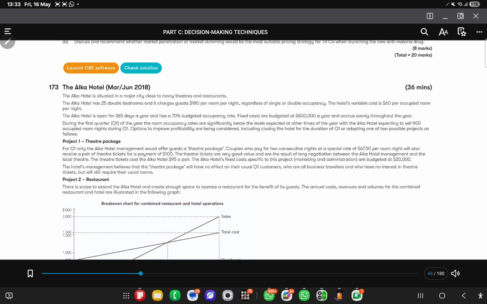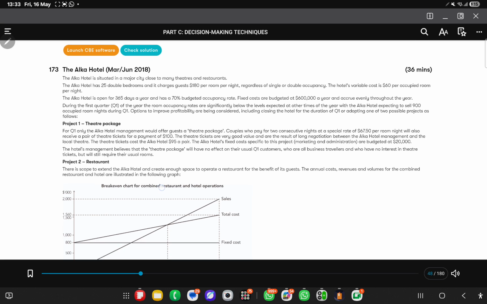During the first quarter of the year, the room occupancy rates are significantly below the levels expected at other times of the year, with the ACCA Hotel expecting to sell 900 occupied room nights during quarter 1. Options to improve the profitability are being considered, including closing the hotel for the duration of quarter 1 or adopting one of the possible projects as below.